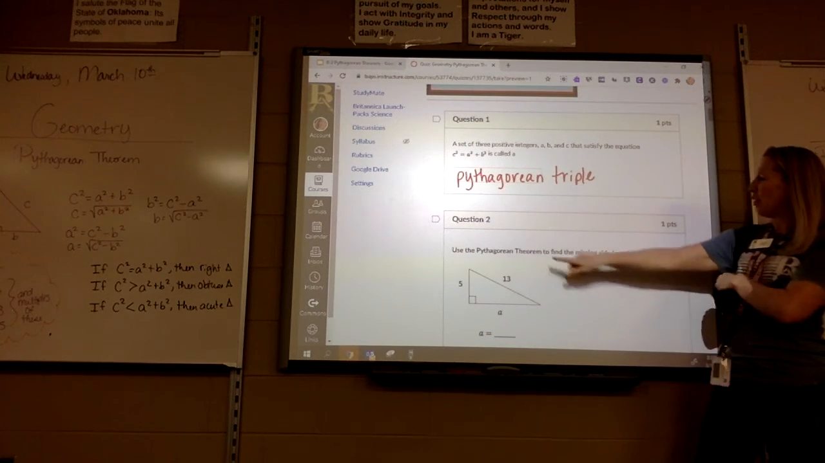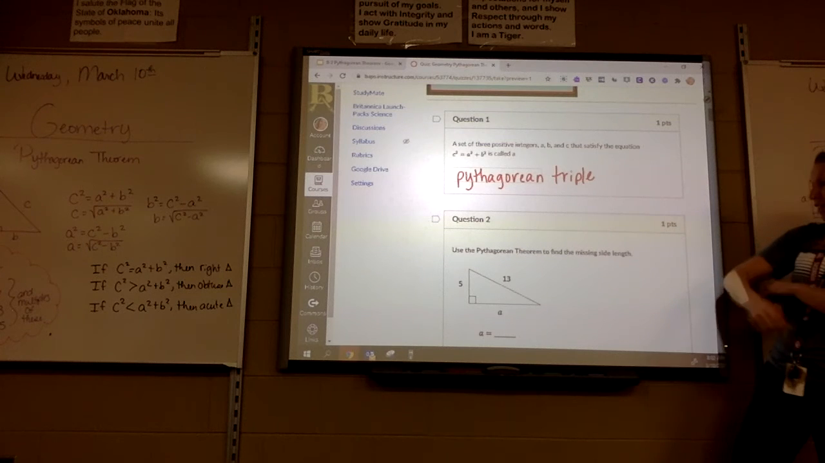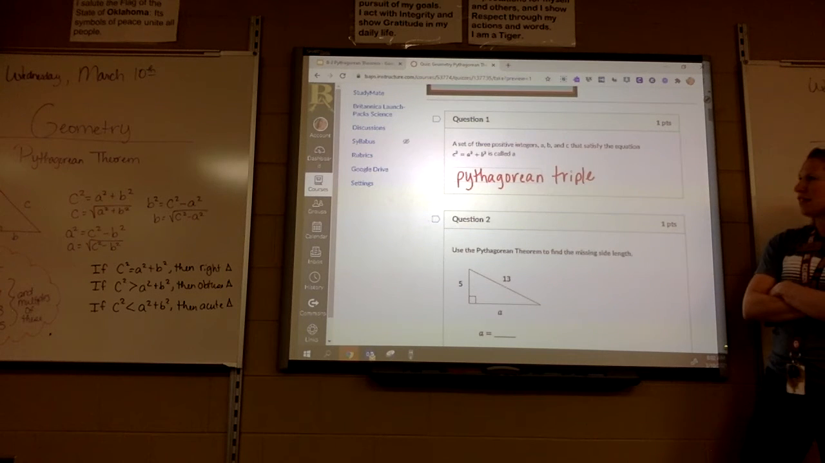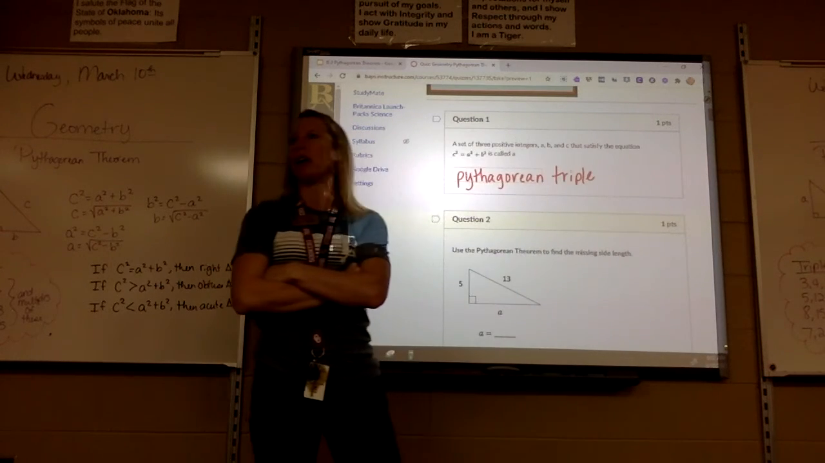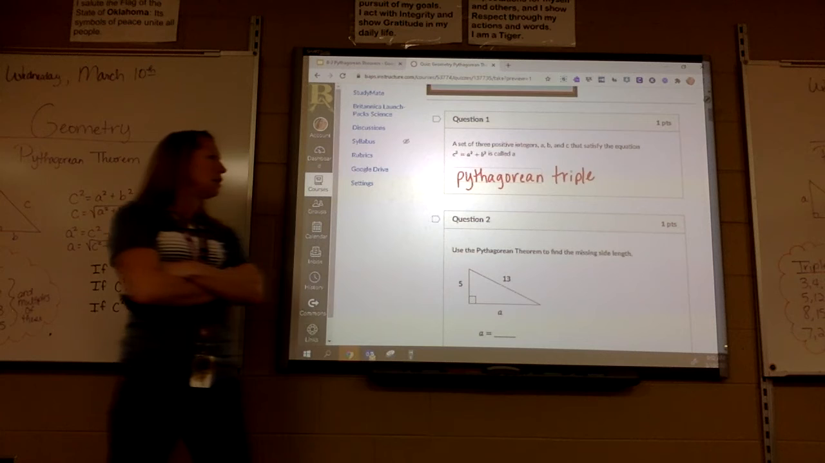Just look at question 2. Well, Pythagorean Theorem is on question 2, yeah. Everybody knows. Pythagorean triple. Is it cap? No cap. I don't think it matters. Don't do all caps. Okay.